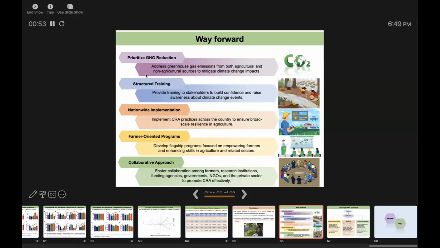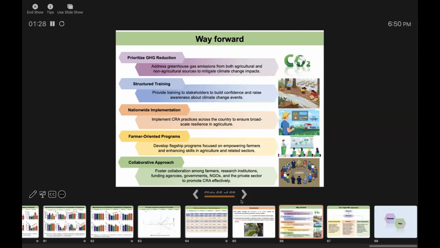Nationwide, broad-scale implementation of climate resilient agriculture practices is important. Farmer-oriented programs need to be enhanced because they focus on empowering farmers and enhancing skills in agriculture and related sectors. Furthermore, we need a collaborative approach, which will foster collaboration among farmers, research institutions, funding agencies, government, NGOs, and the private sector to promote climate resilient agriculture effectively.